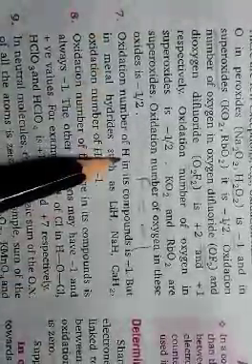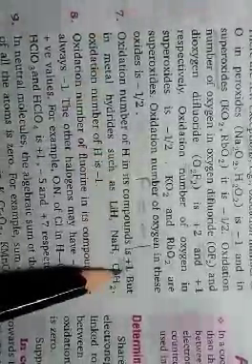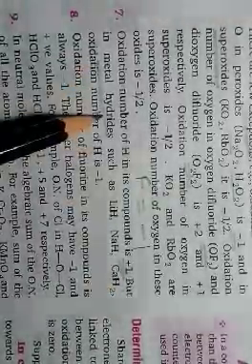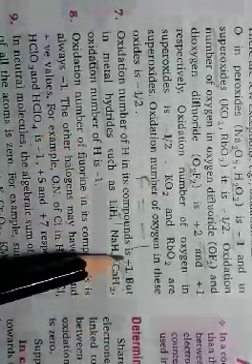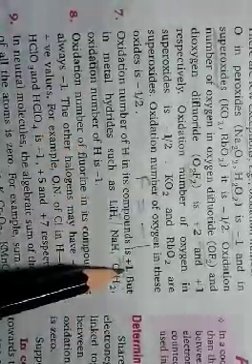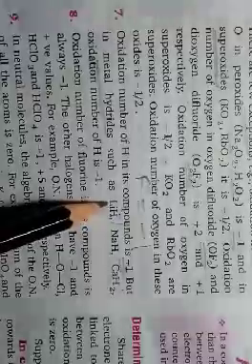Okay, students. Now the next point, the 7th point: the oxidation number of hydrogen in compounds is +1. But in metal hydrides, hydrogen shows a -1 oxidation state. So generally in compounds its oxidation state is +1, but in compounds with metals hydrogen shows a -1 oxidation state.